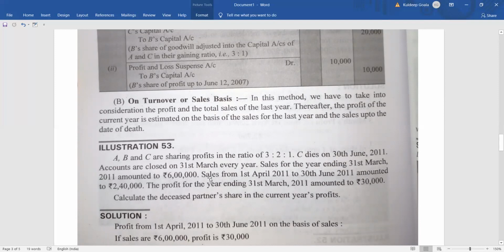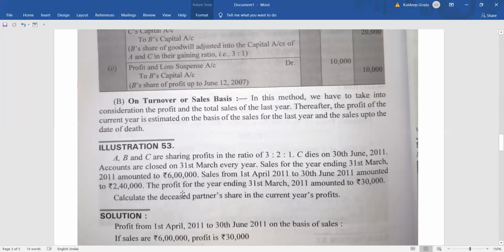And sales from 1st April 2011 to 30th June 2011 amounted to 2,40,000. This year, these 3 months, C was alive during that time. For this time period, that is 1st April to 30th June, till the date of C's death, our sales was 2,40,000. Clear? And last year the sale was 6 lakh.